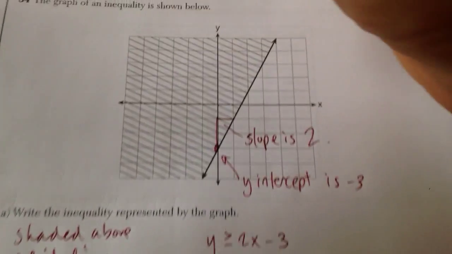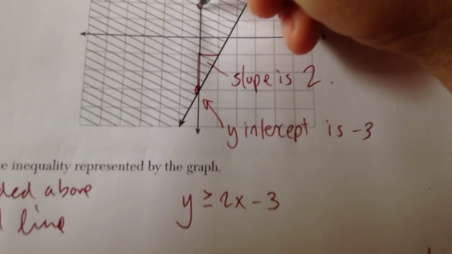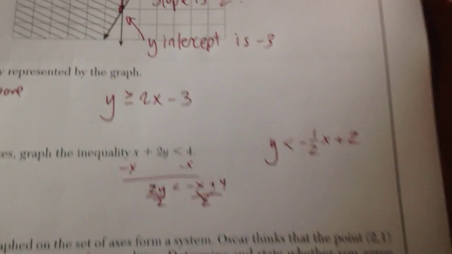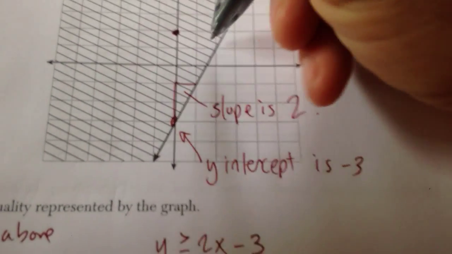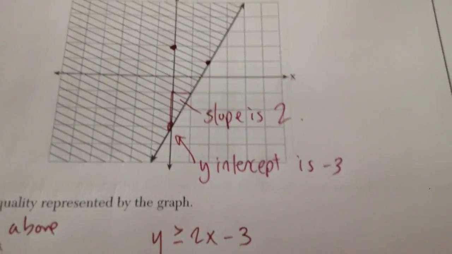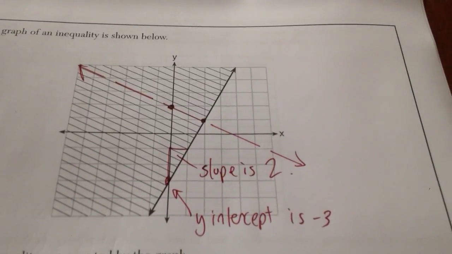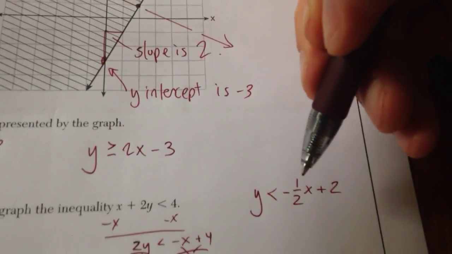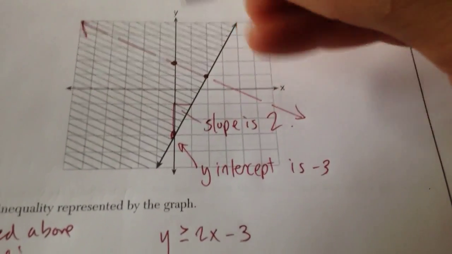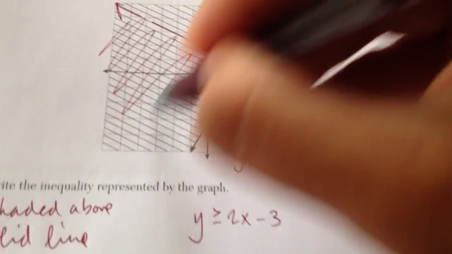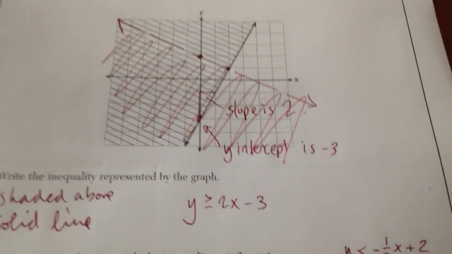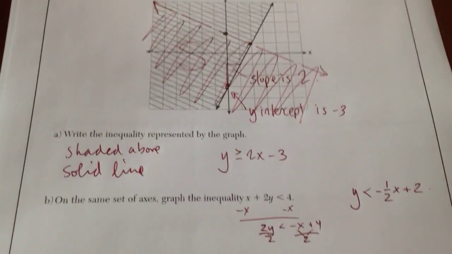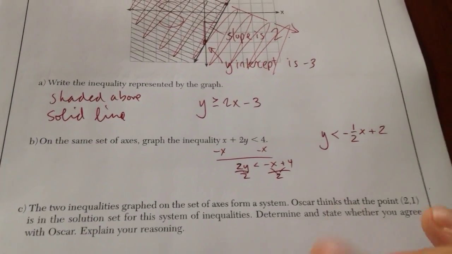So I come up here, and then my y-intercept is 2. My slope is down 1, right 2. Down 1, right 2. I connected my line with a dashed line because it says less than. Now, because it's less than, I'm going to shade below. This is my solution set. Okay, I graphed my inequality.